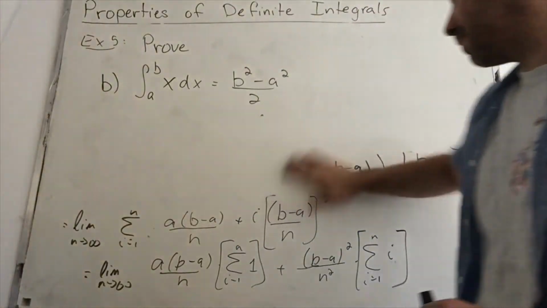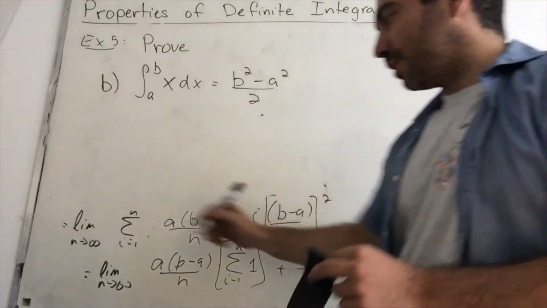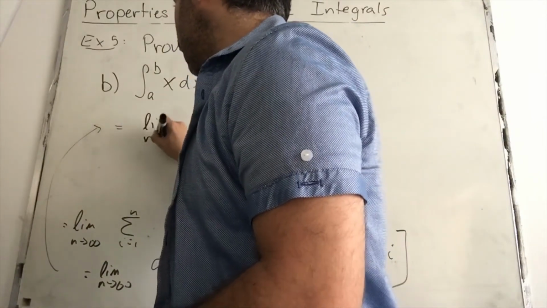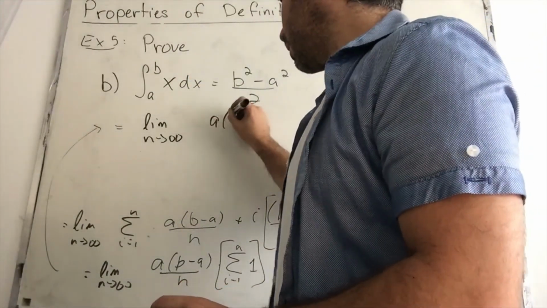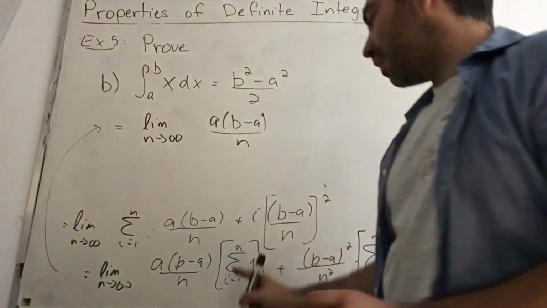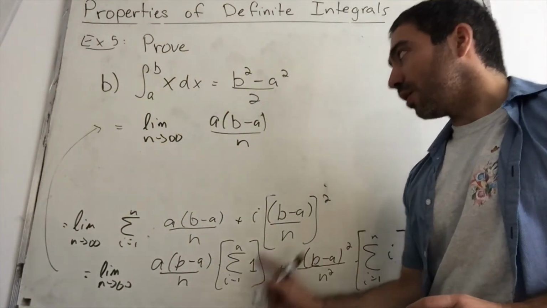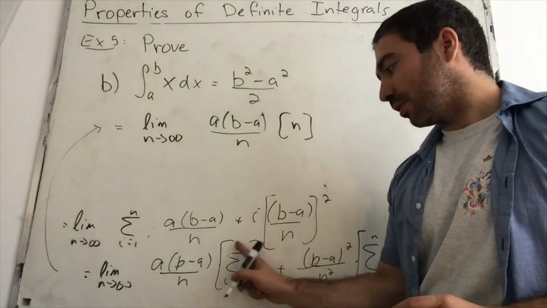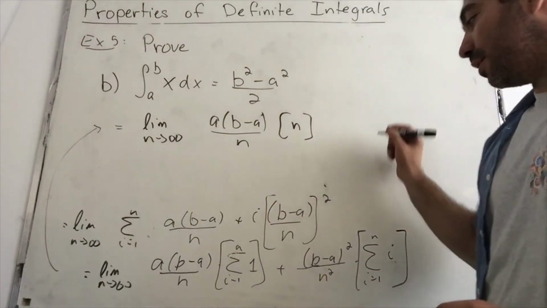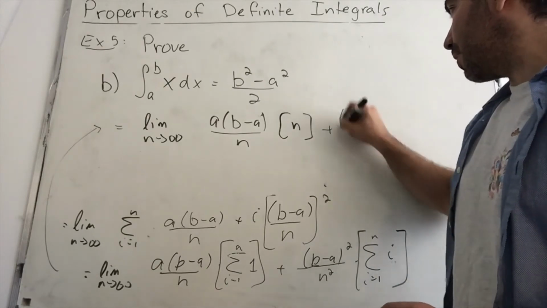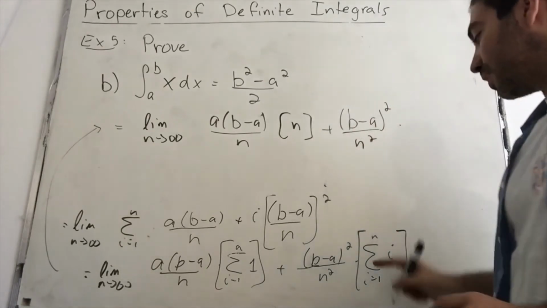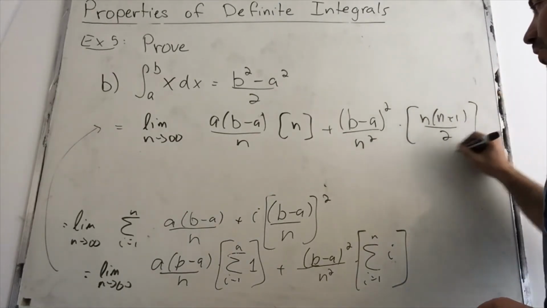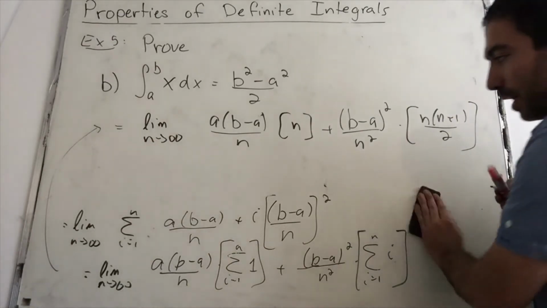Let's move this out. So continuing up here, we get the limit as n goes to infinity of a times (b minus a) over n. And we know the summation from 1 to n of just 1 is n, because we multiply the constant times the upper bound, or the n in this case. So 1 times n is n, plus (b minus a) squared over n squared times the sum of i, which we know from our rules is n times (n plus 1) over 2. So let's go ahead and solve this.